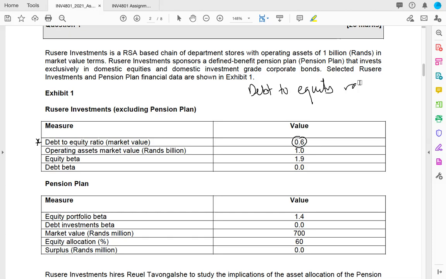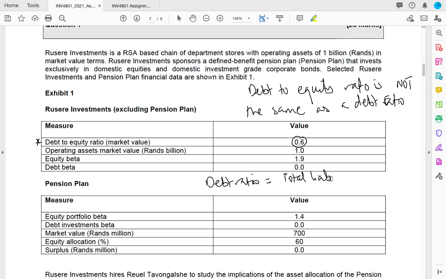A debt to equity ratio is not the same as a debt ratio. That's important. A debt to equity ratio is not the same as a debt ratio. Okay. A debt ratio is simply total liabilities over total assets.